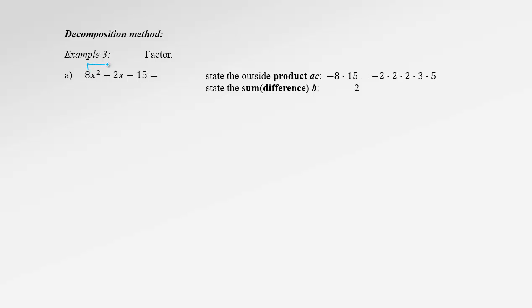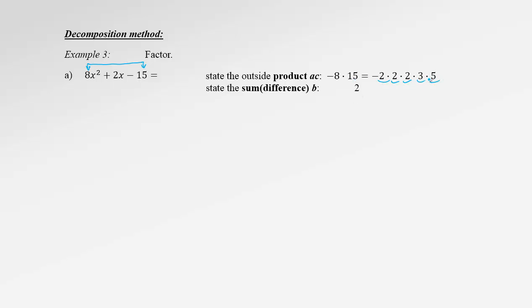So what we do, we multiply the outside coefficients, 8 times negative 15, and I would suggest that instead of performing this multiplication, I would even factor. So I factor 8 into 2 times 2 times 2 and 15 into 3 times 5.